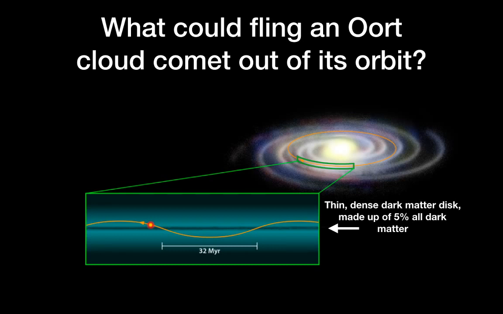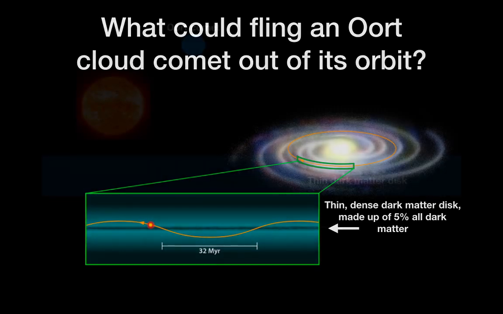So if it's just the stellar disk, the change in density as it bobs through the stellar disk is not high enough for the comets to be flung out of the Oort cloud. But if we added in this thin dark matter disk that's made up of 5% of all dark matter, suddenly the gravitational force can be much more extreme, and that could have a big impact on our comets.